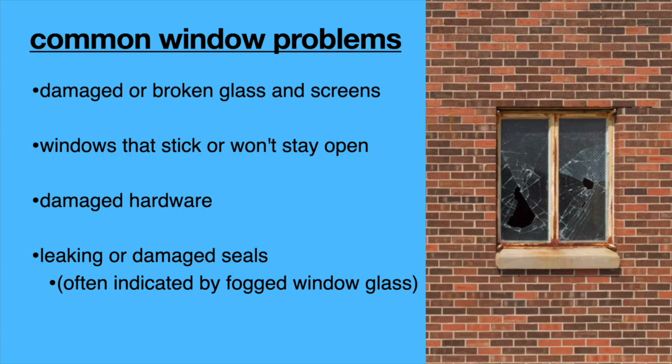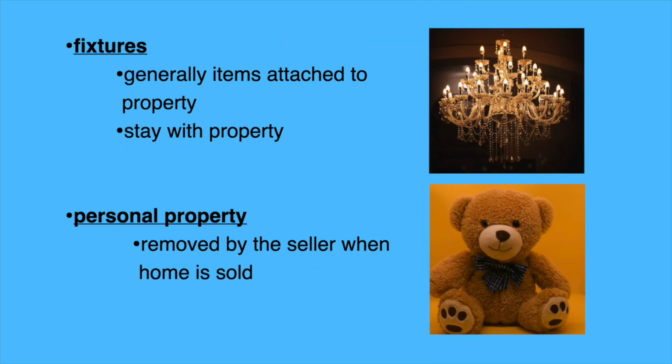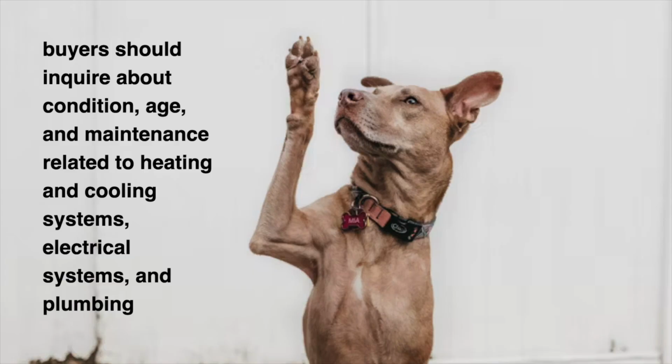Common window problems include damaged or broken glass and screens, windows that stick or won't stay open, damaged hardware, and leaking or damaged seals, often indicated by fogged window glass. Fixtures are generally items attached to the property. These items stay with the property. Personal property is removed by the seller when the home is sold.